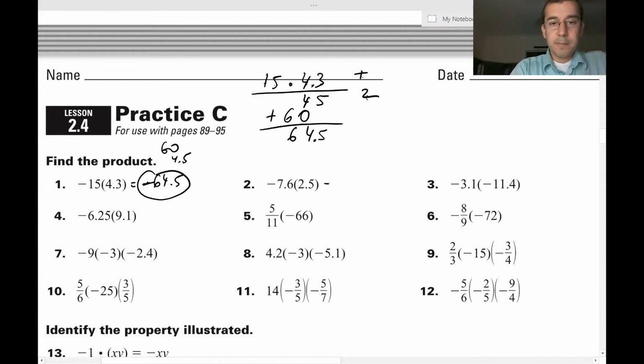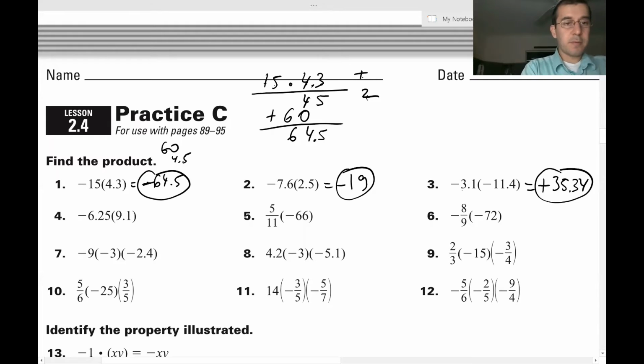Okay, number 2, the product is going to be negative, and this time let's use the calculator. So we have 7.6 times 2.5, that's 19. So minus 19 is the answer. For number 3, we have two real numbers with the same sign, so the product is plus, and then we have 3.1 times 11.4. This is 35.34.